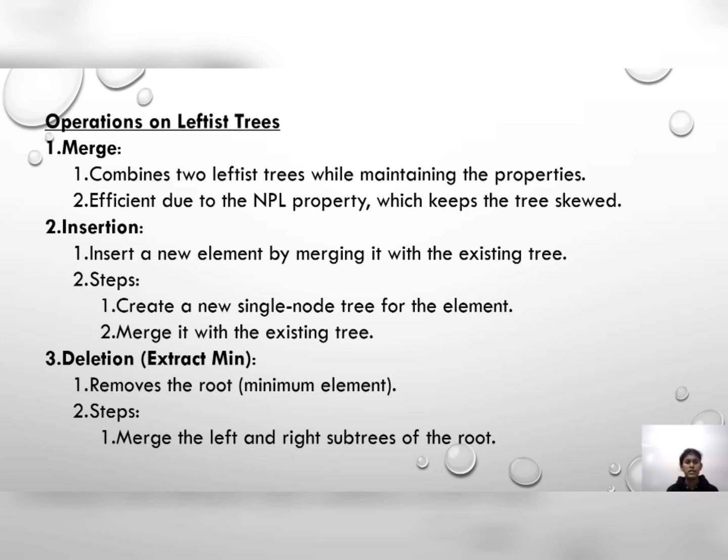Merge. It combines two Leftish trees while maintaining the properties. Efficient due to the NPL property which keeps the tree skewed. Insertion. Insert a new element by merging it with the existing tree. Steps include creating a new single node tree for the element and merging it with the existing tree. Deletion. It removes the root, the minimum element. Steps include merging the left and right subtrees of the root.